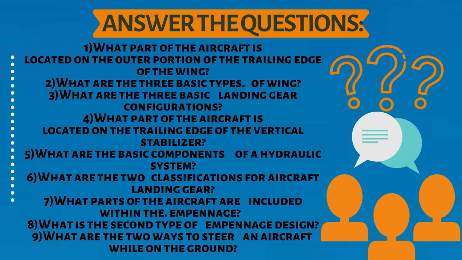What are the two classifications for aircraft landing gear? What parts of aircraft are included within the empennage? What is the second type of empennage design? What are the two ways to steer an aircraft while on the ground?